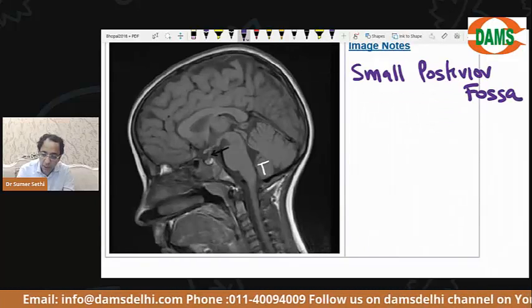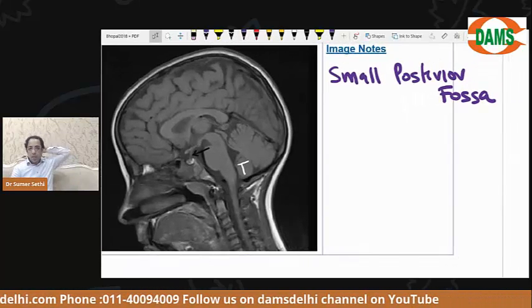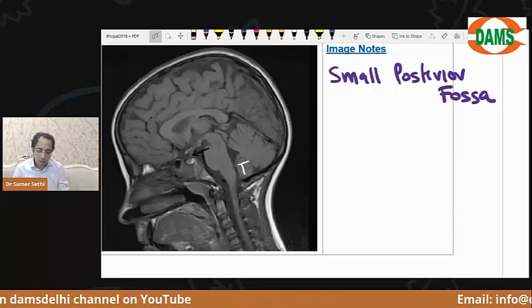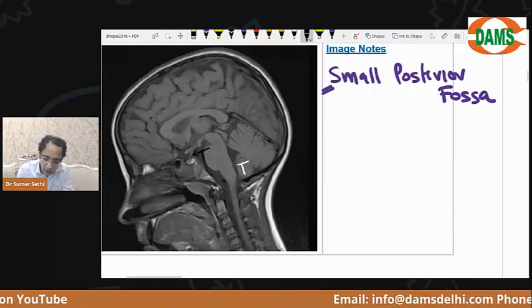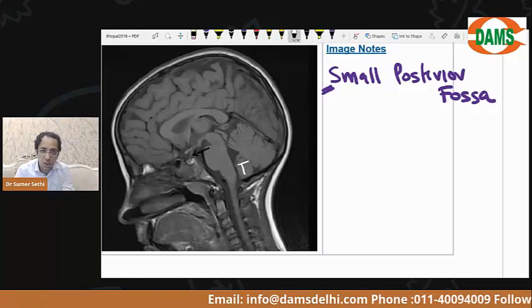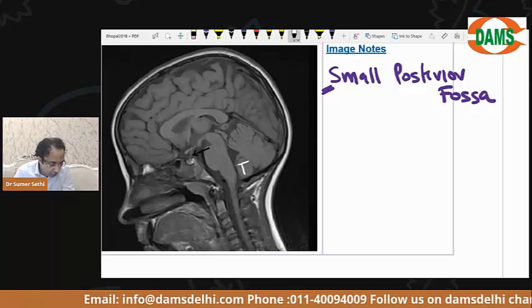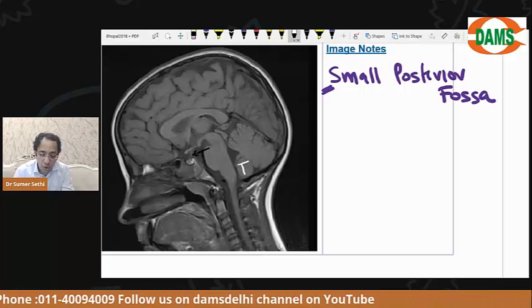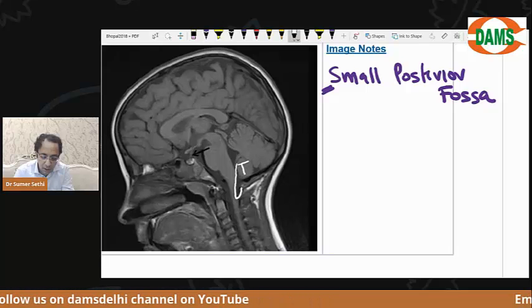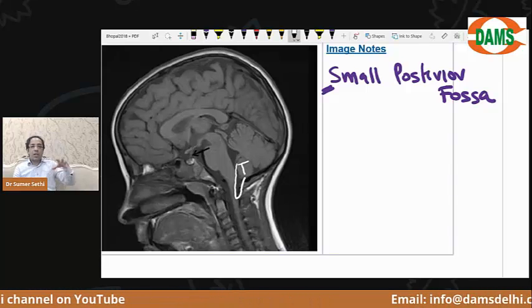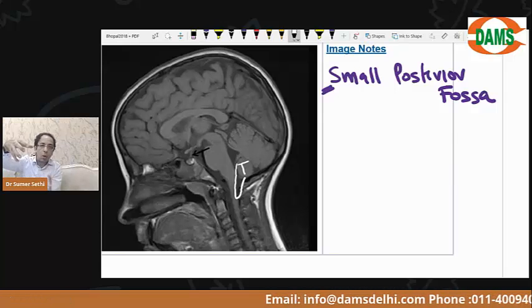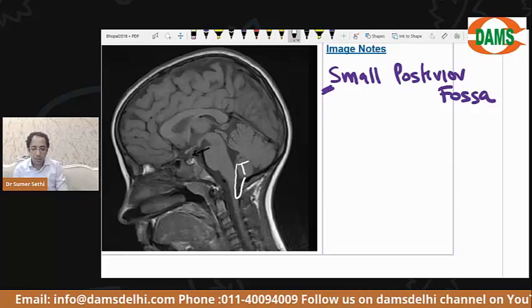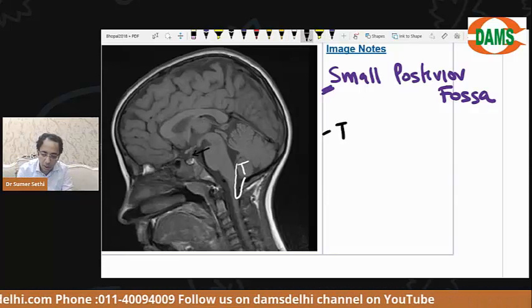Posterior means the back area. So name a condition where the back area of the skull is small from birth. Okay, so now understand and look at it and answer. If your posterior fossa is small, a structure which is sitting right next to the foramen magnum will herniate. If the back of the skull is small, the structure sitting lowest will herniate into the spinal canal. The lowest was the tonsil.